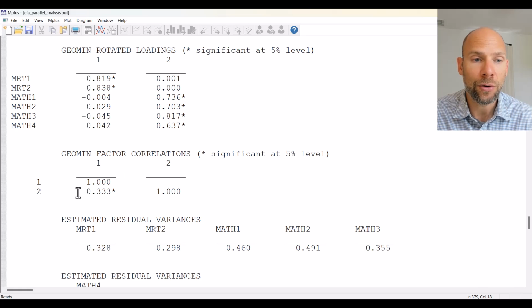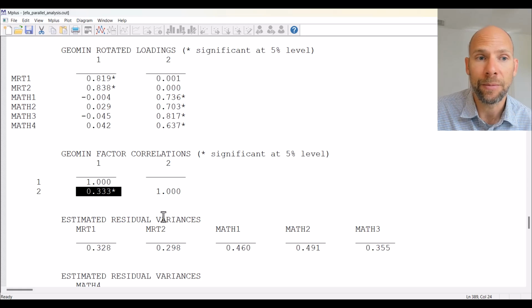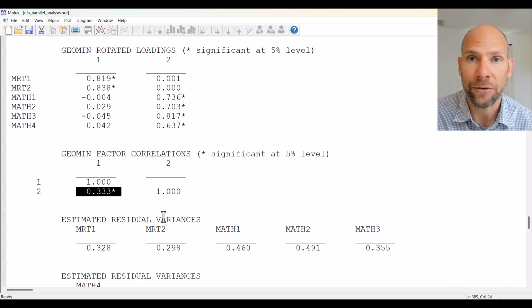Also, the factor correlation is reasonable. You can see that it's 0.333, so it's not too high. There is clear discriminant validity between the two factors. The mental rotations factor 1 and the math factor 2 are related, as we would expect. However, this is a modest correlation, a moderate effect size in terms of Cohen's guidelines for correlations as effect sizes. And so here we find that there's clear discriminant validity between those two factors.